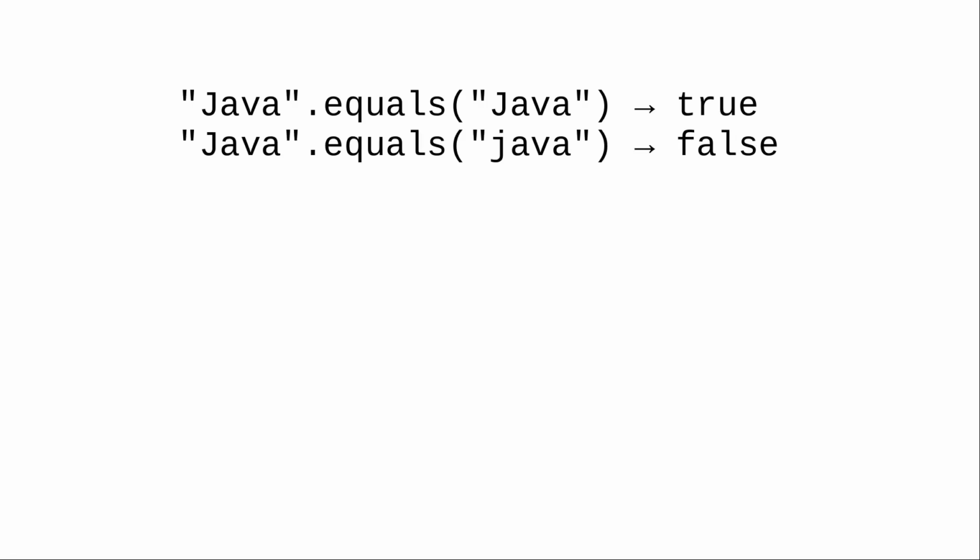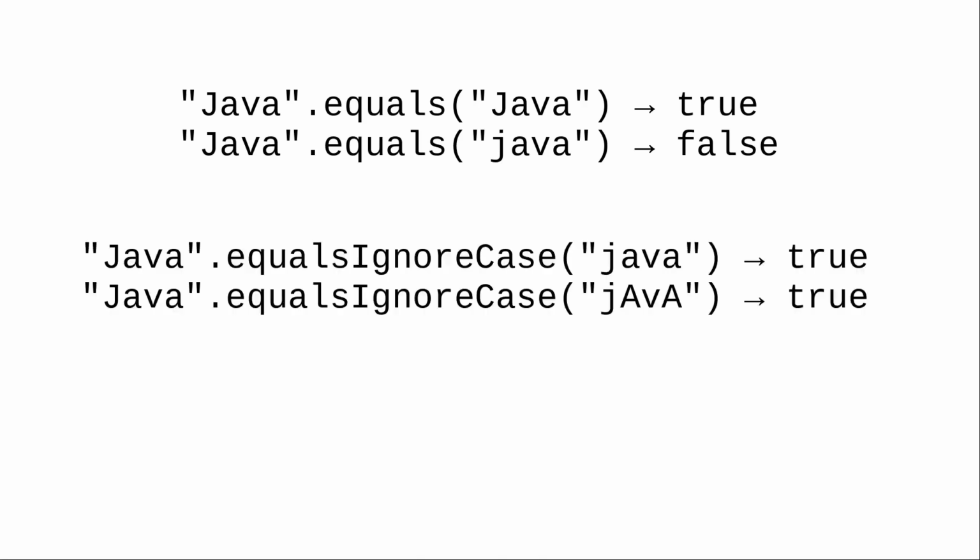Equality really means character for character equal. If the cases are different, the strings are different. If you want to compare strings for equality while ignoring upper and lowercase differences, there's a method for that: equalsIgnoreCase. That takes care of equality.